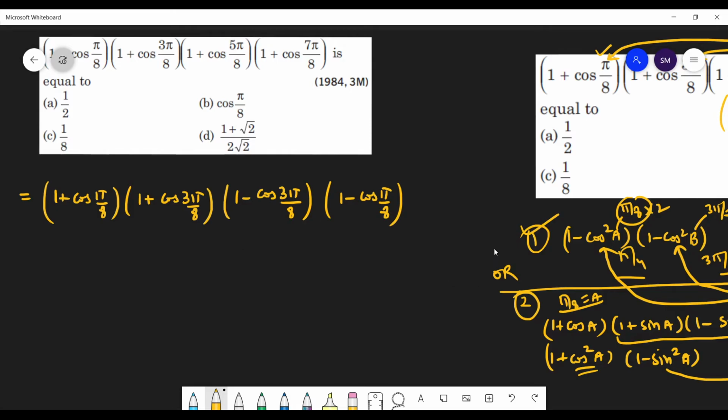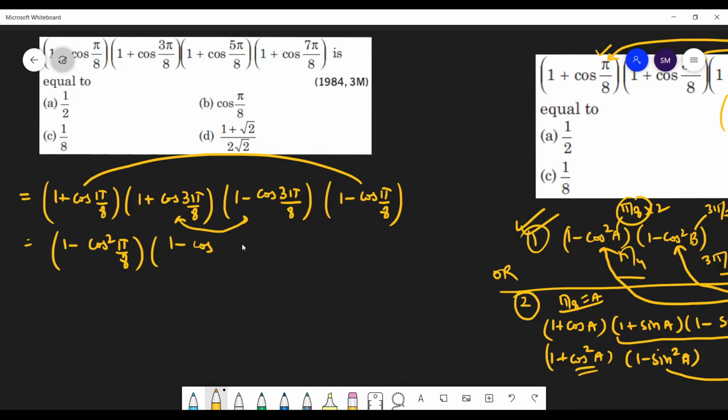Okay students, so following this first strategy, this will be equals to 1 minus cos square pi by 8 into 1 minus cos square 3 pi by 8. So I'm multiplying these two, now I'm multiplying these two. So a minus b into a plus b into a minus b.